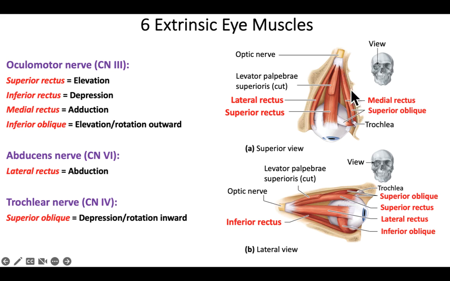All right, the obliques, again, we see the superior oblique here. We also see it up here using that trochlea, and then the inferior oblique is on the bottom. Again, oblique is on an angle, whereas rectus runs parallel to the midline. So those are your 6 extrinsic eye muscles.